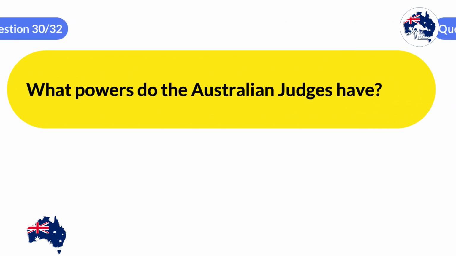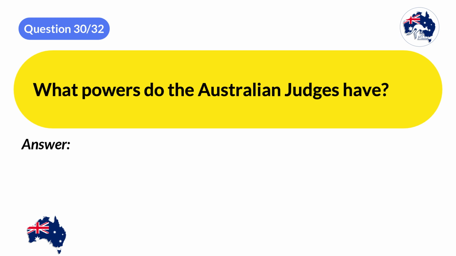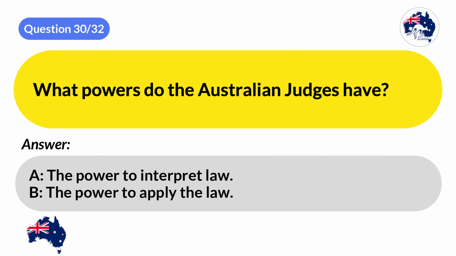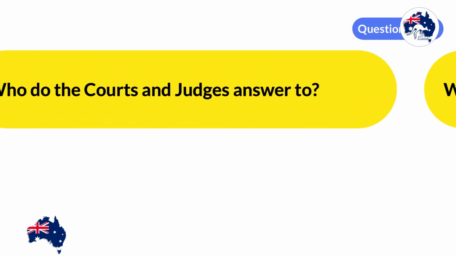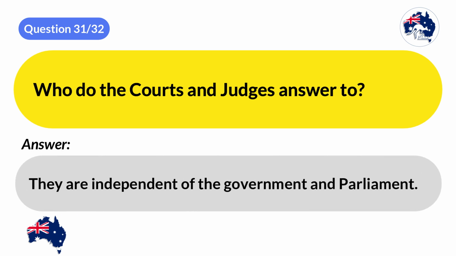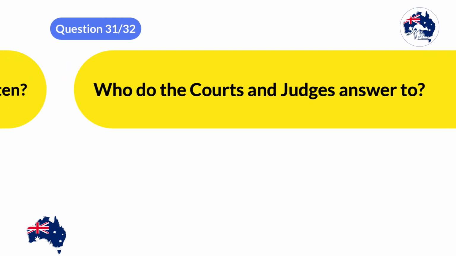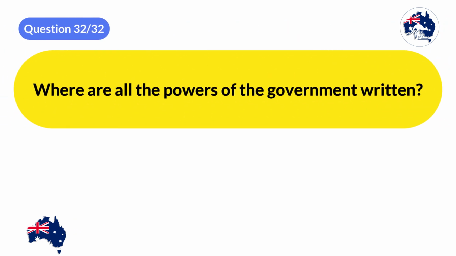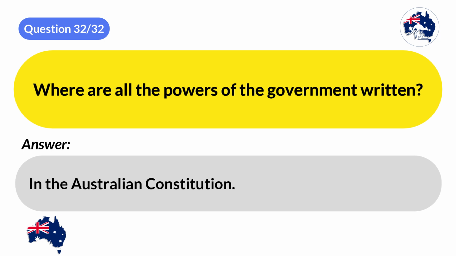What powers do the Australian judges have? A. The power to interpret law. B. The power to apply the law. Who do the courts and judges answer to? They are independent of the government and parliament. Where are all the powers of the government written? In the Australian Constitution.